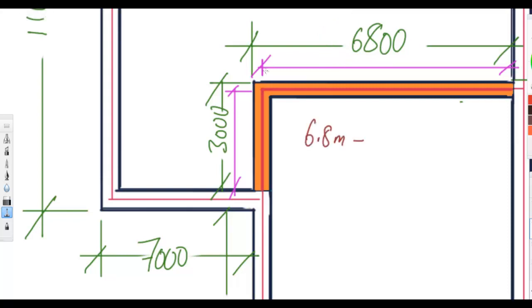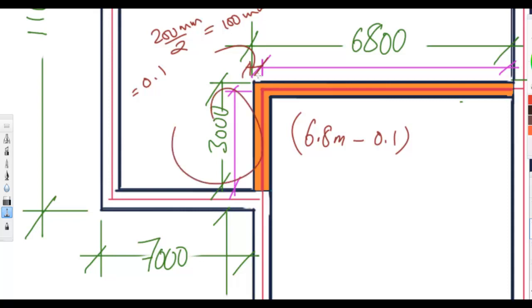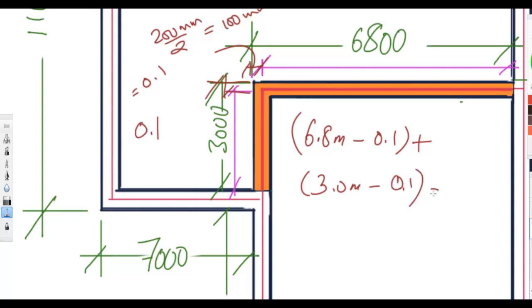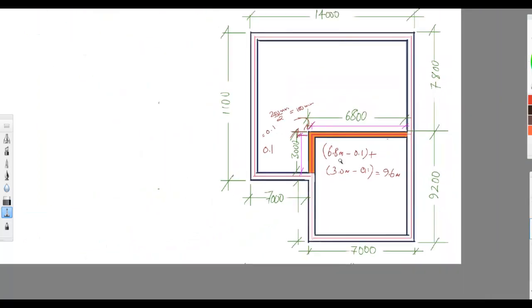This is clearly for this part equal to 6.8 meters minus this part, which is 200 millimeters divided by 2, which is 100 millimeters, equal to 0.1. And for this part it is equal to 3 meters minus, same thing, we subtract this part, which is again equal to 0.1, and this will be equal to 9.6 meters.